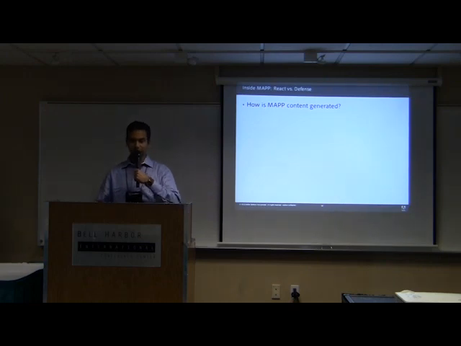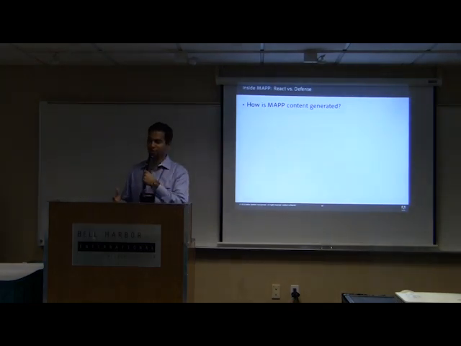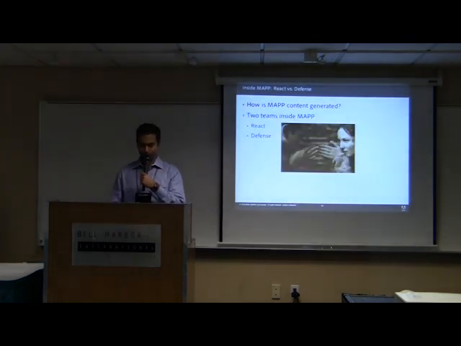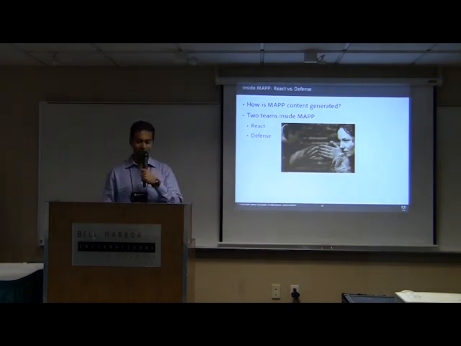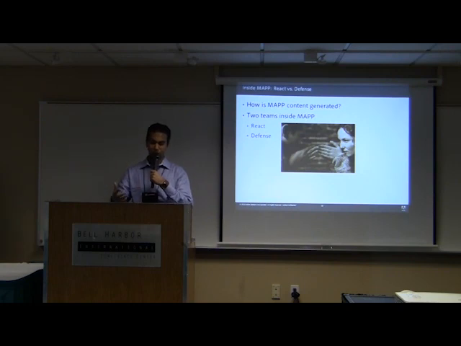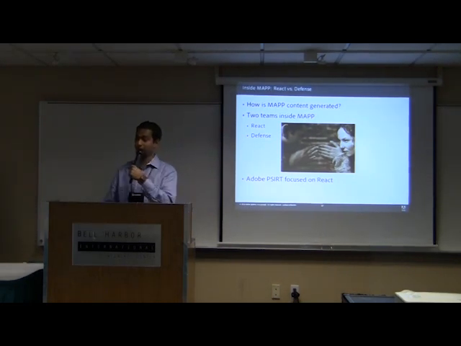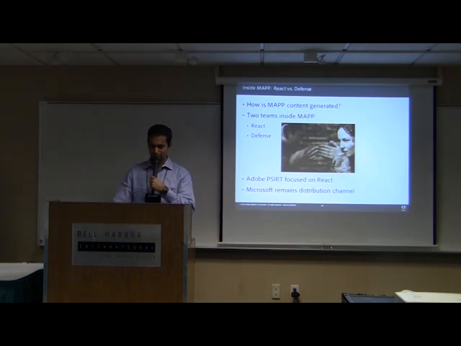All right, so how is all of this content generated from a process point of view? There are two teams within MAP, one called React and the other Defense, and obviously things start with React. Adobe PCert is on the side that receives these vulnerability reports, actions them, and filters this information out to the defense team. And Microsoft still remains the distribution channel for this content when it's completed.